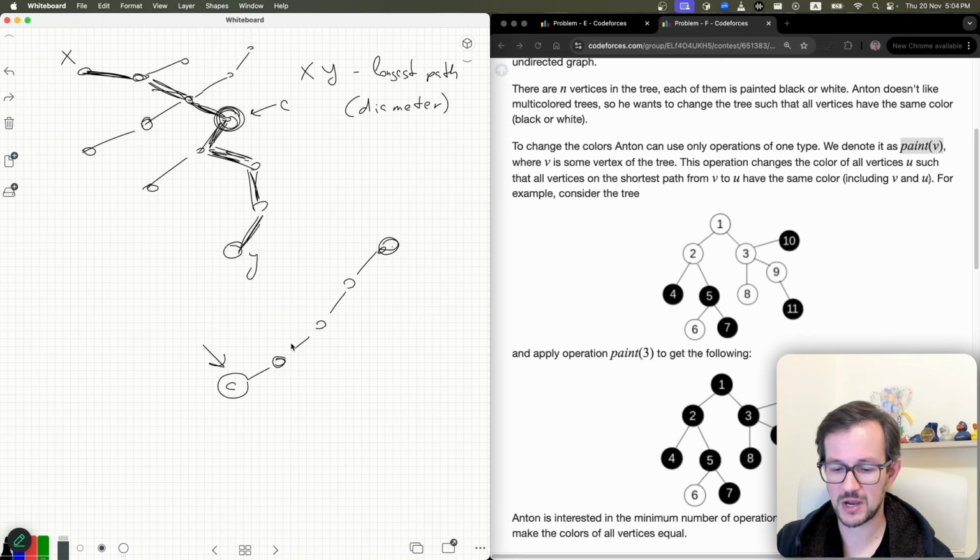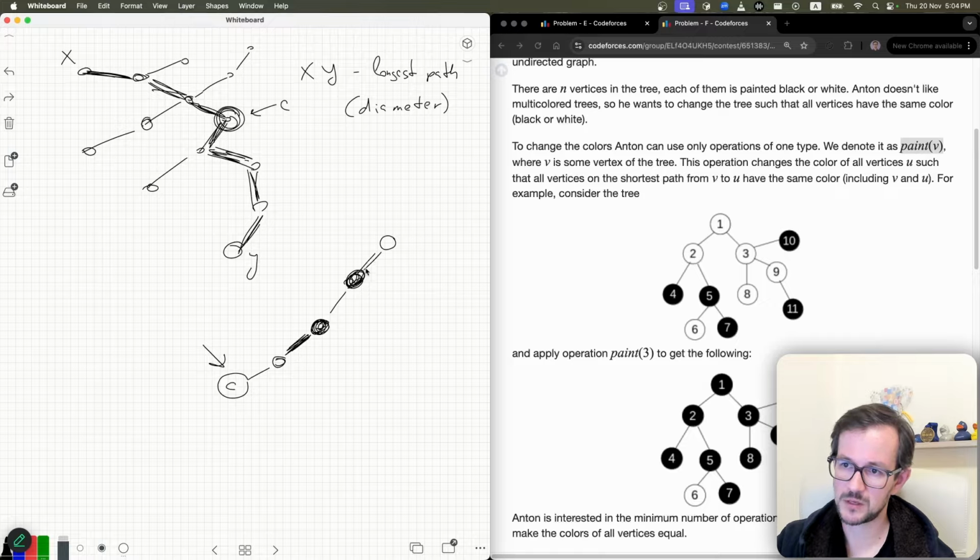So if I have white, then black, and then white, on this path I need to change color twice. So I need to change color here and here. See? So the distance from this center to this leaf equals 2.